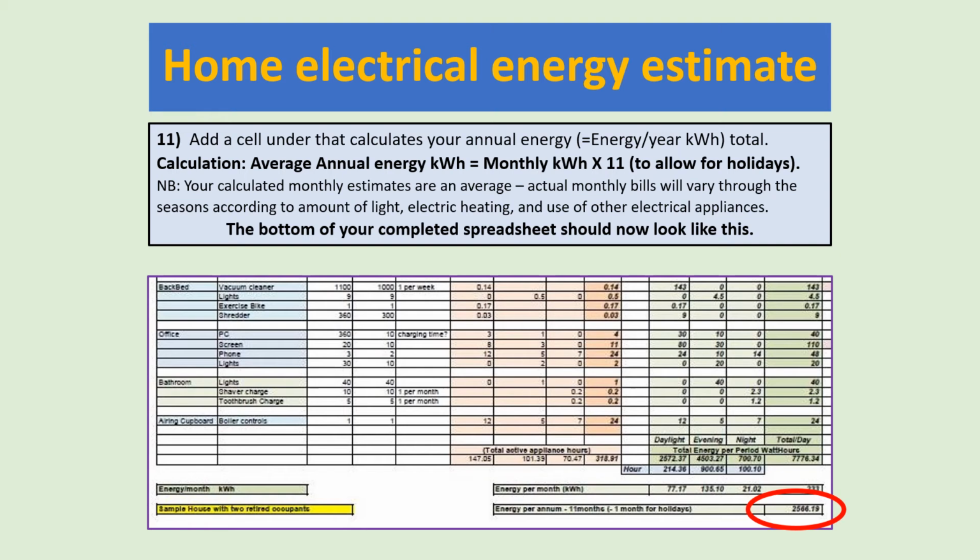Add a cell under the monthly cells that calculates your total annual energy, the energy per year in kilowatt hours. Remember that your calculated monthly estimates are an average. The actual monthly bill will vary through the seasons. Your completed spreadsheet should now look like this.